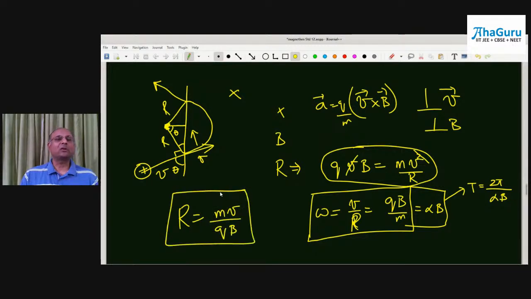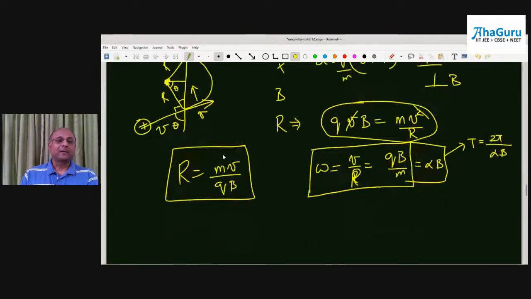So this is the motion of a charged particle in a magnetic field where the velocity vector was perpendicular to the magnetic field. So the plane of motion is going to be perpendicular to the magnetic field. So we saw all of this, right?